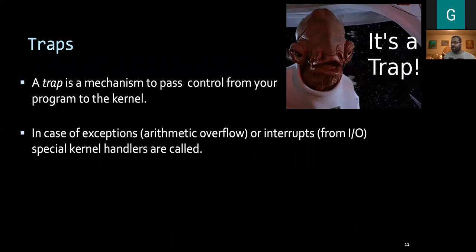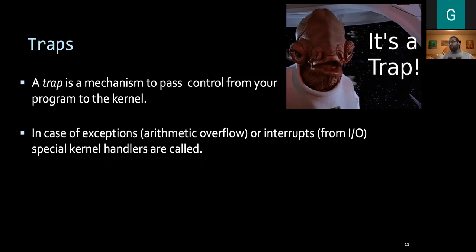Traps can happen in case of exceptions. So if you have, let's say, an arithmetic overflow, and you can do this yourself in MIPS, you basically load in the biggest possible integer, and then you try to add something onto that. It's going to crash your program. It's going to raise an exception, and that's passed on to some special code inside the kernel, which handles the exception and then quits the program. What you can also do in MARS, and we're not going to cover this again, is set up the keyboard IO to call a special kernel function every time there's a user input.